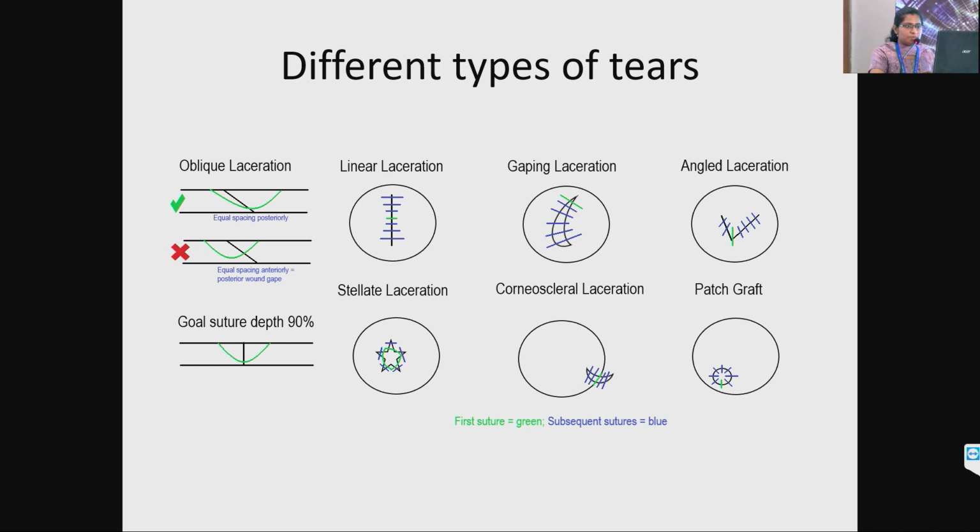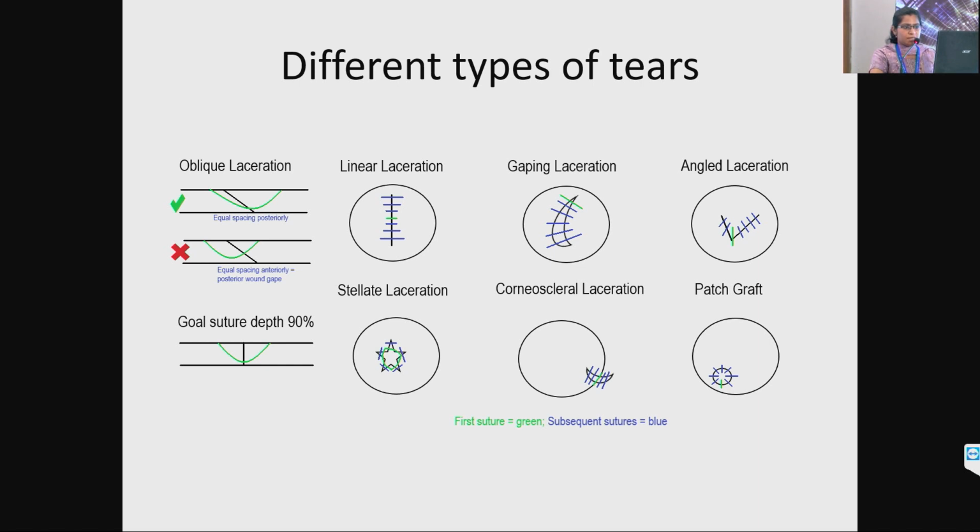Coming to the different types of tears and which suture you have to place first, that's very important. The first one is a linear laceration, in which you have to place a central suture first, and if it's in the pupillary axis, then don't place it in the pupillary axis, but straddle the pupillary axis on either side.